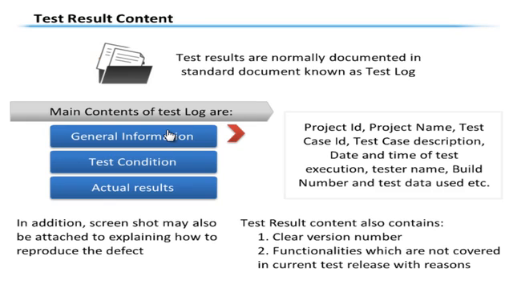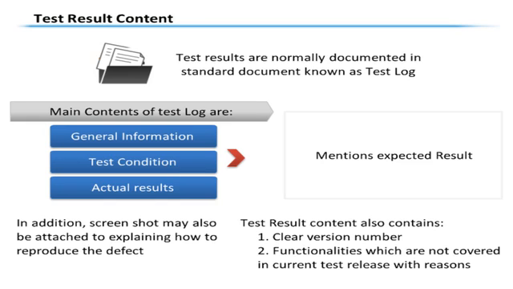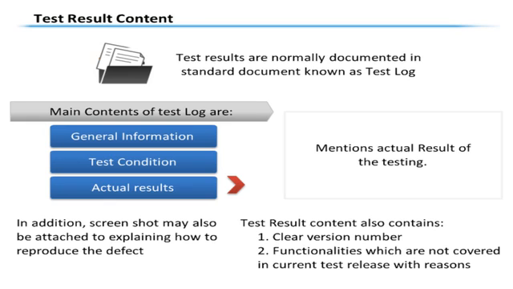General information. This mentions details like the project ID, the project name, the test case ID, the test case description, the date and time of the test execution, the tester name, the build number, the test data used, etc. The test condition. This mentions expected results of the functionality after the execution of the test case. Actual results. Mentions the actual result of the testing.